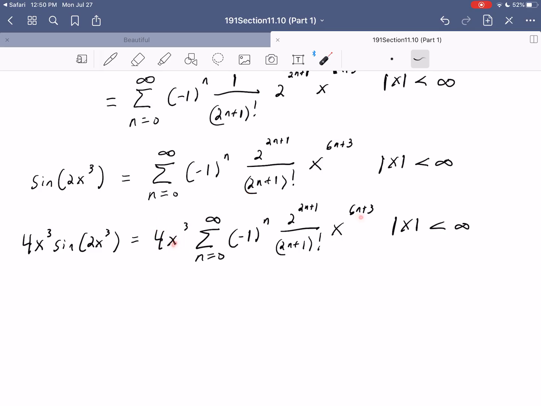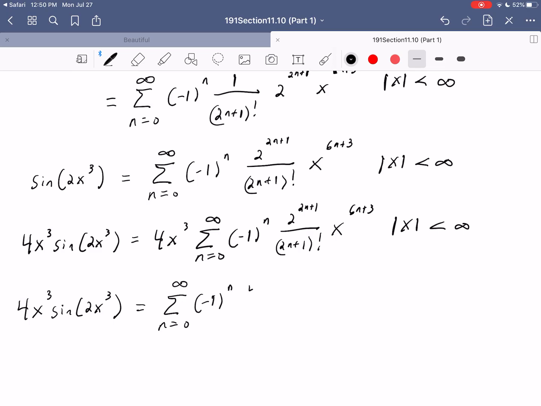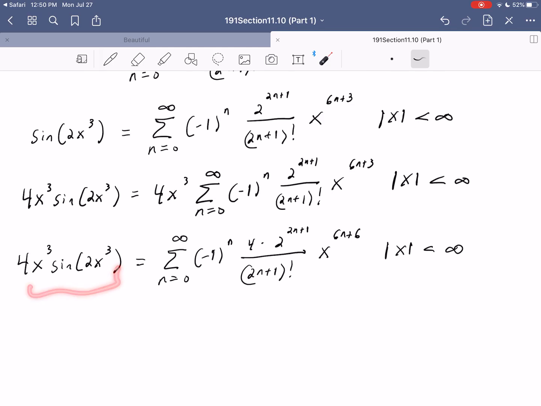This x cubed is going to add to there. So we get that 4x cubed sine of 2x cubed is going to be the sum from n equals 0 to infinity, minus 1 to the n, 4 times 2 to the 2n plus 1 over 2n plus 1 factorial. Add the 3 in there, x to the 6n plus 6, as long as absolute value of x is less than infinity. This gives us a power series representation for a very messy expression here. This polynomial mixed with this sine in a composition. But notice we were able to get this representation very easily by using the established Maclaurin series and our standard manipulations of substitution and multiplication by a polynomial term.